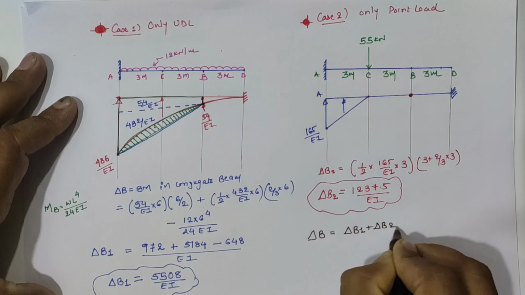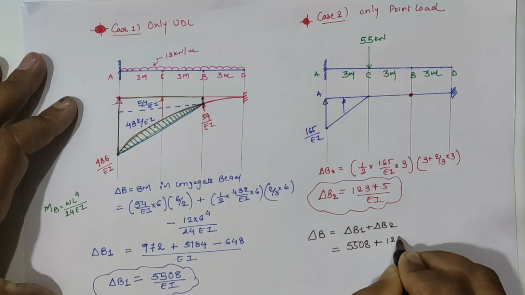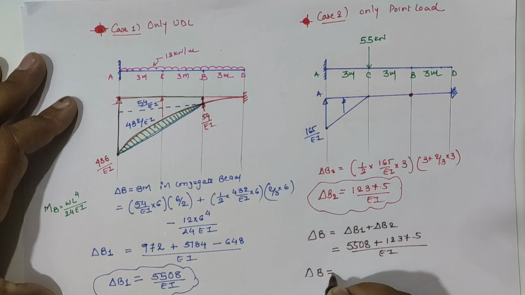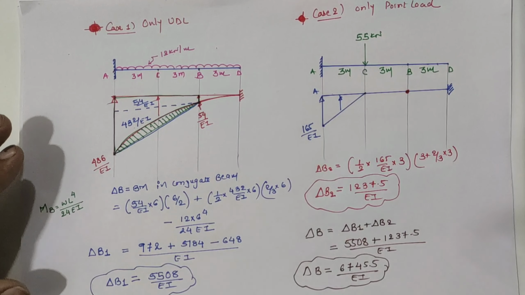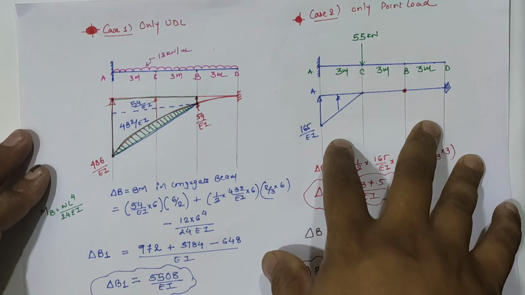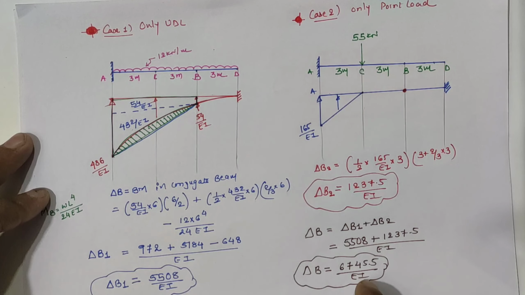plus delta B2, hence the total value is 5508 plus 1237.5 divided by EI, hence our delta B value is 6745.5 by EI. So for the combination of loading as a UDL and point load, we have considered only UDL and only point load cases, and according to that our total value of delta B using the superposition theorem is 6745.5 by EI. Now let us go for the calculation of delta BB.